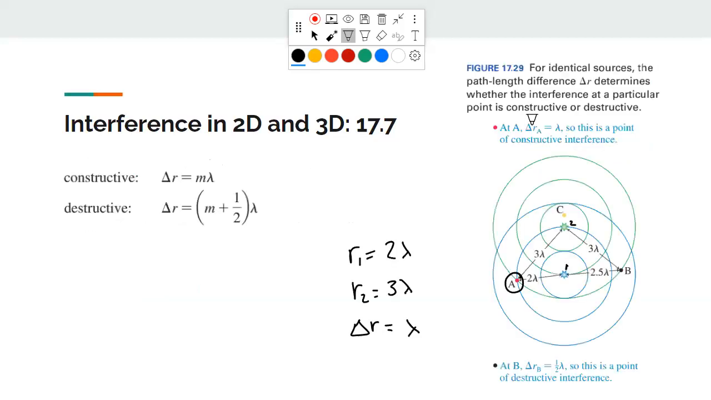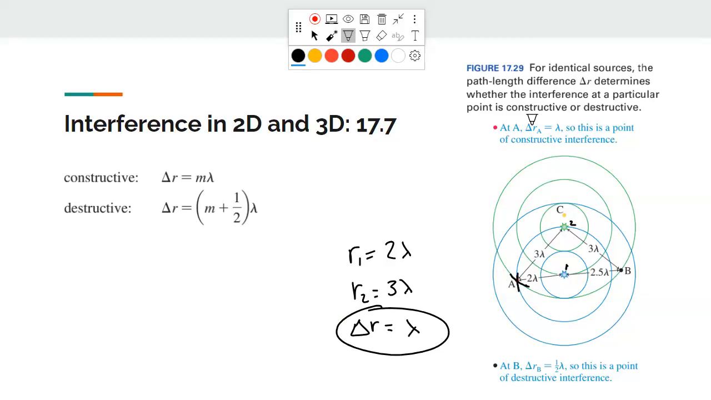And so that's what these conditions are here on the left. We have another one for destructive. We just stick a 1/2 in there because it's going to happen in between the constructive places. And so at point A, we get constructive interference. We have a multiple of lambda for our difference in position. And you can see, in fact, at point A, that one of these wave fronts from the green side lines up with one from the blue side. So we have this one lining up with this one, so that indeed is constructive interference.